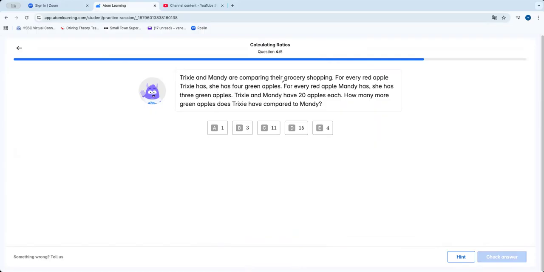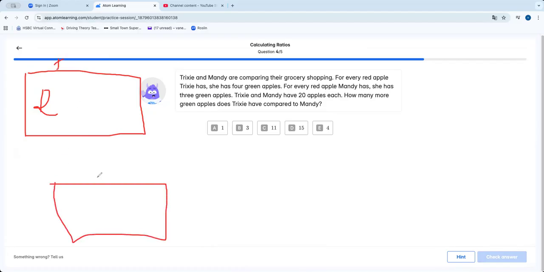Trixie and Mandy are comparing their grocery shopping. For every red apple Trixie has, she has four green apples, and for every red apple Mandy has, she has three green apples. Trixie and Mandy have 20 apples each. How many more green apples does Trixie have compared to Mandy? So in this case, there's loads of words. So for every red apple, I'll create Trixie's and Mandy's. For every red to green, Trixie has four green, and in total, she has 20.